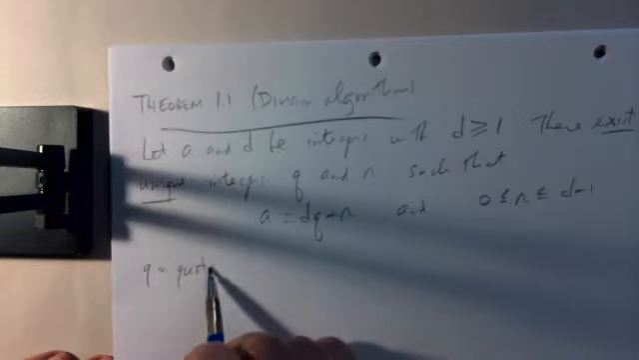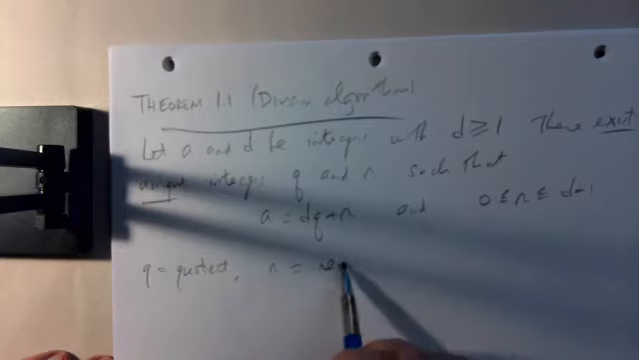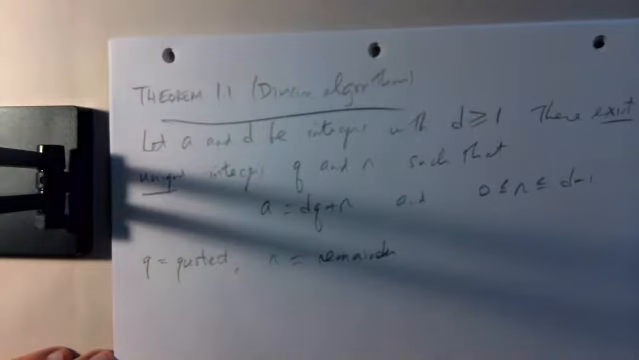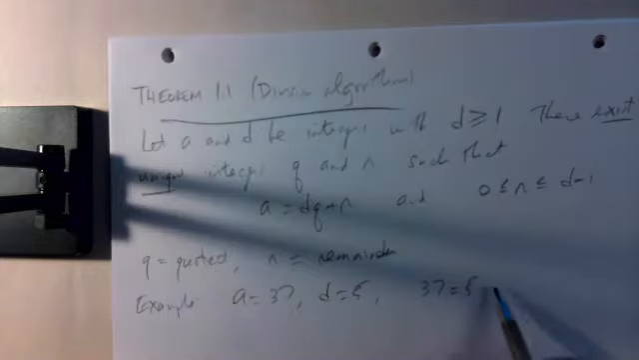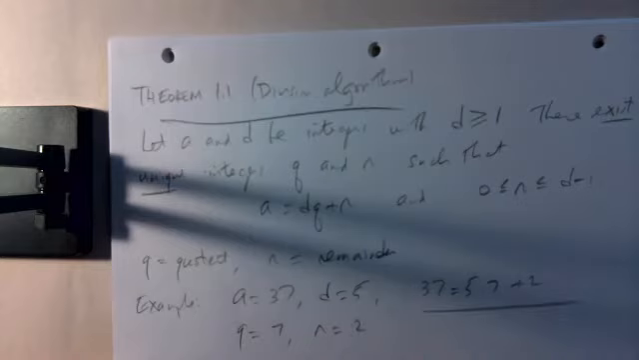So this is just long division. Q is called the quotient. R is called the remainder. So for example, if you take A equal to 37 and D equal 5, if you divide 5 into 37, 37 is 5 times 7 plus 2. So the quotient Q is 7 and the remainder is 2. Right? That's all we're doing.